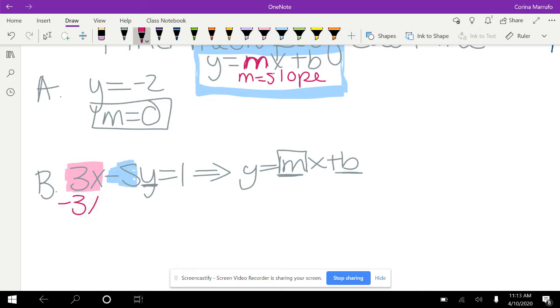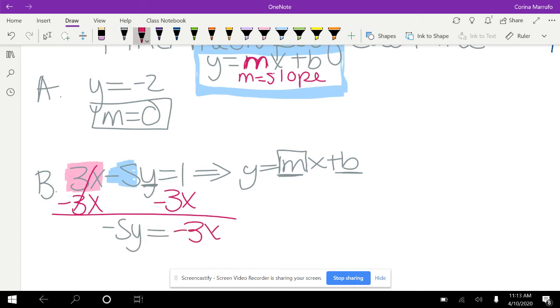Negative 3x. This cancels and then we get negative 5y equals, and then we're going to put the negative 3x first in the front, negative 3x, and then this is a positive 1, so we're going to write that as plus 1. That way we can get it to look like this.